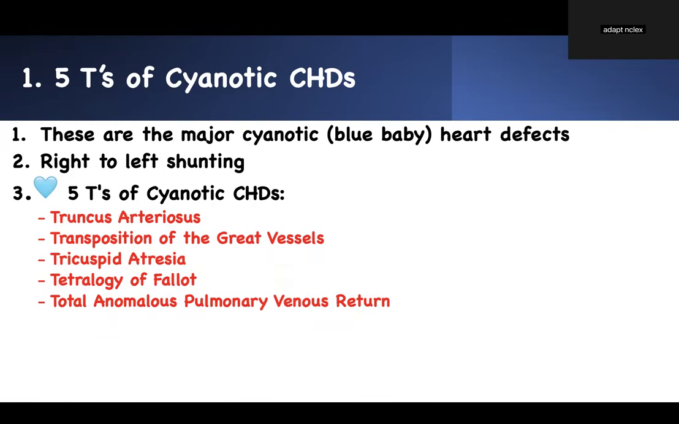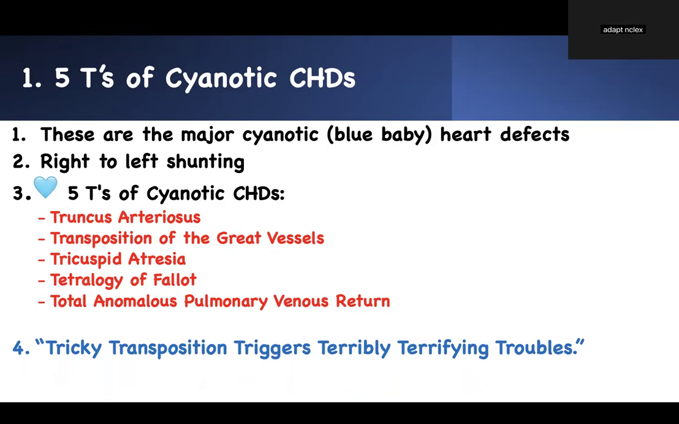What are those? Truncus arteriosus, transposition of great vessels, tricuspid atresia, Tetralogy of Fallot, and total anomalous pulmonary venous return. There is something unique about them. Look at it. All of them start with what? T. Therefore, the 5 T's of cyanotic congenital heart defects, and they are the blue babies.